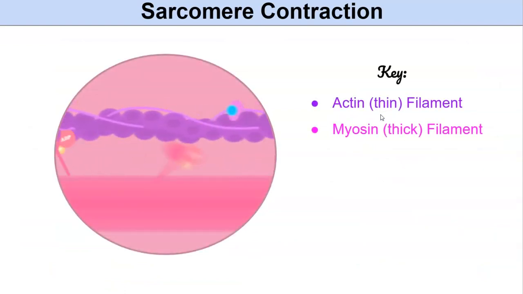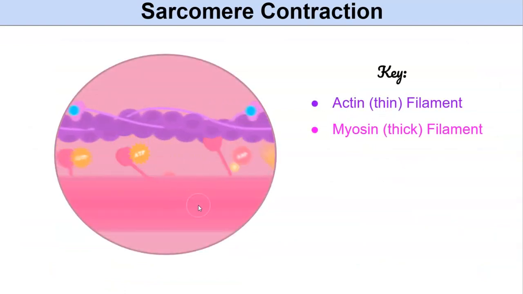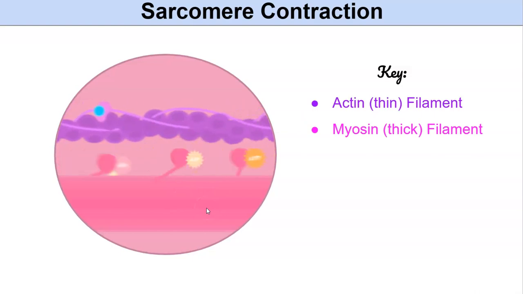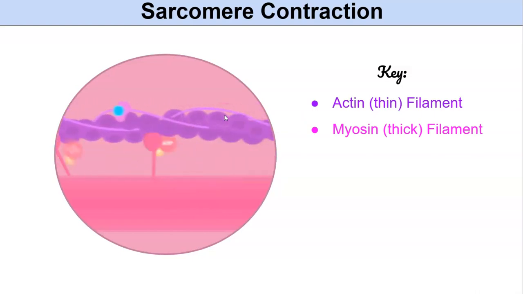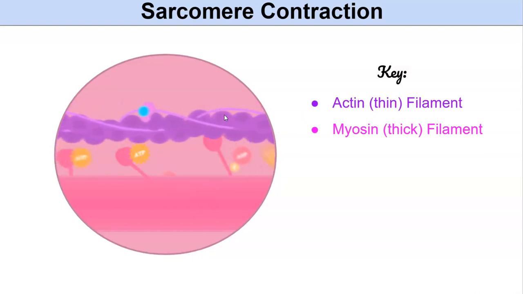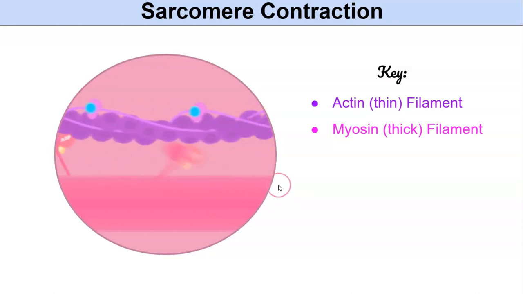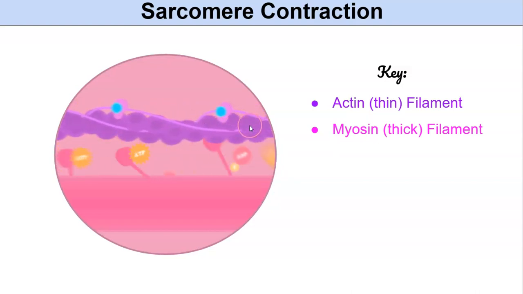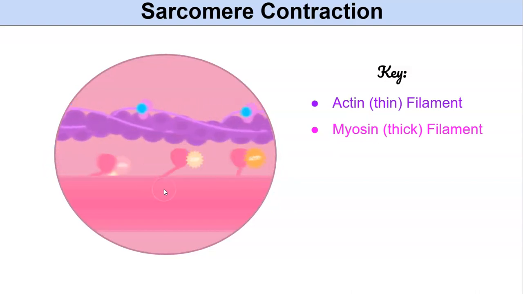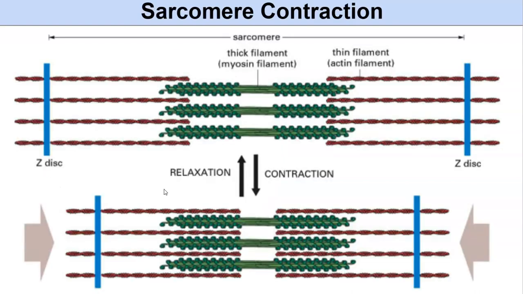So if we look at it in a moving format here, the pink is indicating the myosin, or the thick filament, and the purple is indicating the actin, or the thin filament. What's happening is these myosin heads get cocked back and then reach up, grab actin, and then push it along. That's how the Z lines get closer together when a muscle contraction happens.